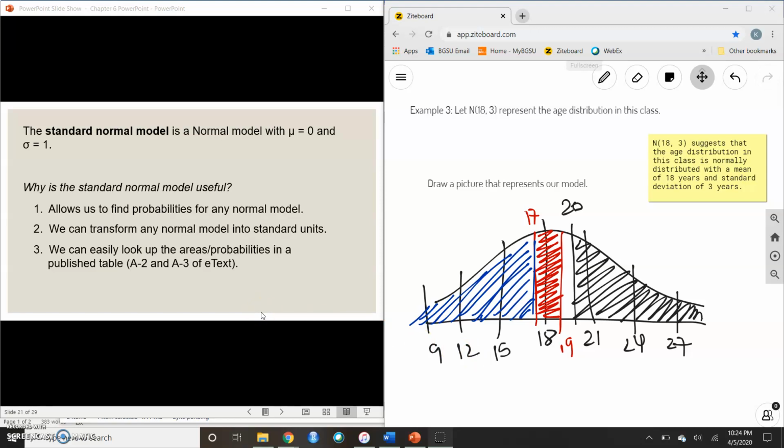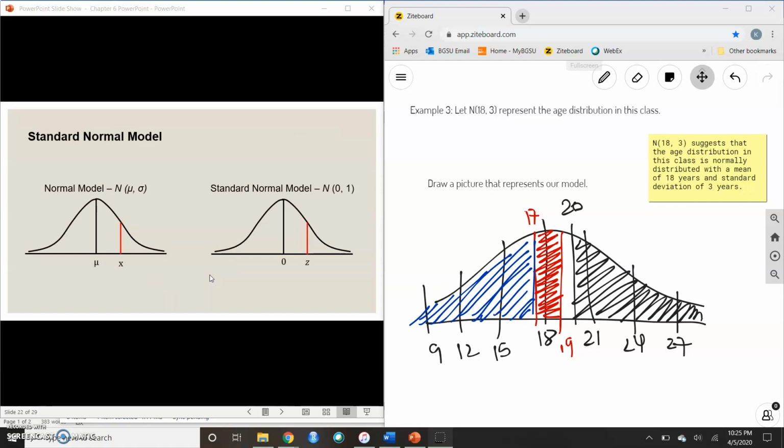And then number three, if we can transform a normal model into a standard normal model, then we can easily look up the areas and probabilities using a published table. And that table will be available in these two appendix sections of your e-text.